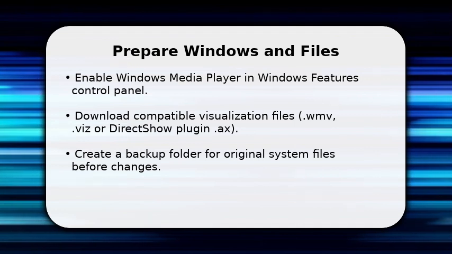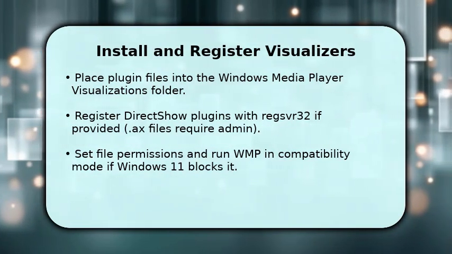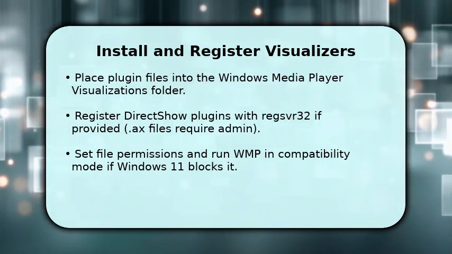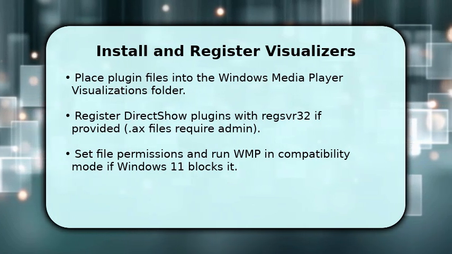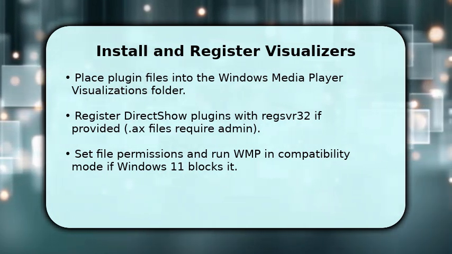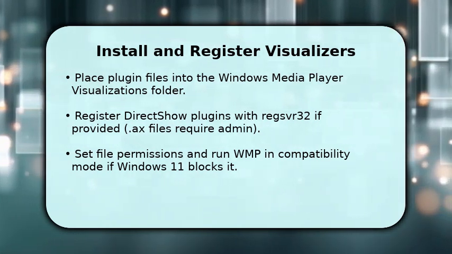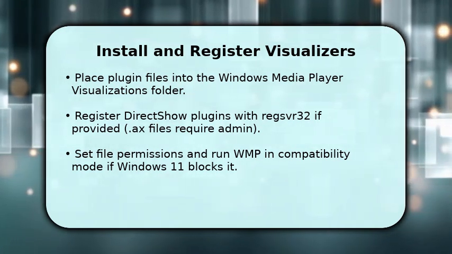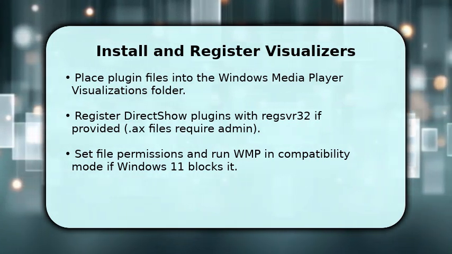Next, copy the visualization files into the Media Player Visualizations directory, typically within Program Files or the User App Data path for WMP. If you have ActiveX or DirectShow modules, right-click an elevated command prompt and use regsvr32 to register them. This ensures Windows recognizes the plugin. If Windows 11 restricts execution, adjust the file permissions and set Windows Media Player to run in compatibility mode for Windows 7 or 8. Make sure to restart the shell or reboot.